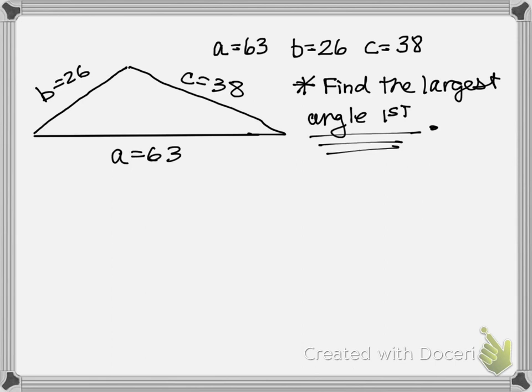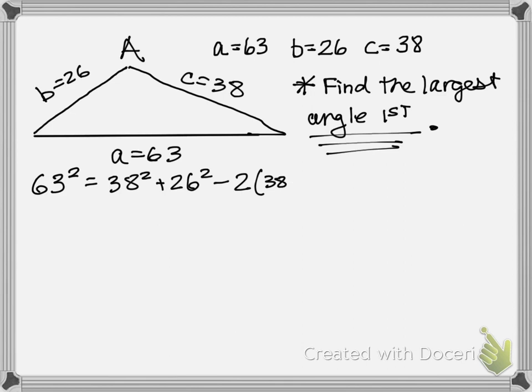So using the law of cosines, think about how I'm going to build it. Maybe you want to look back at your formulas and see which formula I'm going to choose in order to find the largest angle first. Obviously, the largest angle is opposite the largest side. So I'm going to be finding angle A. Therefore, the plug-in for the formula goes 63 squared is equal to 38 squared plus 26 squared minus 2 times 38 times 26 cosine of A.